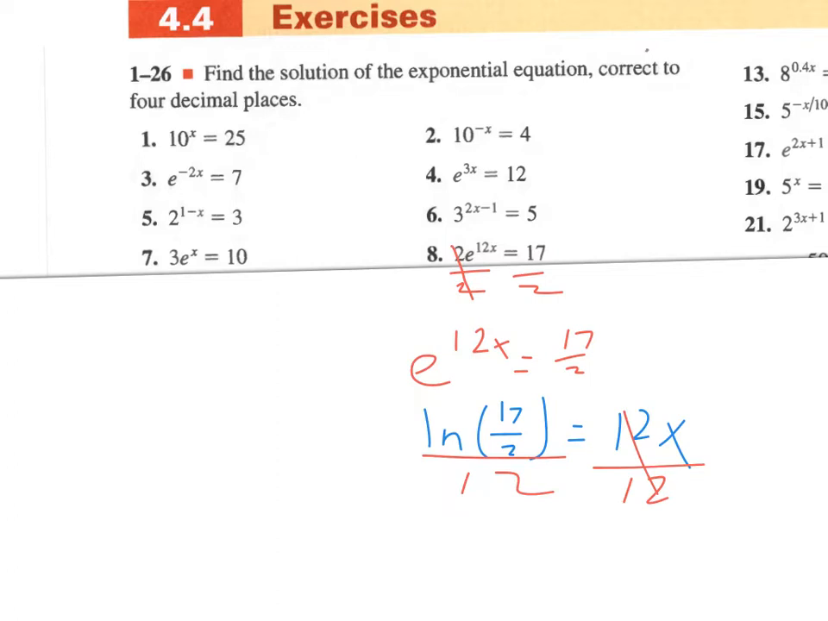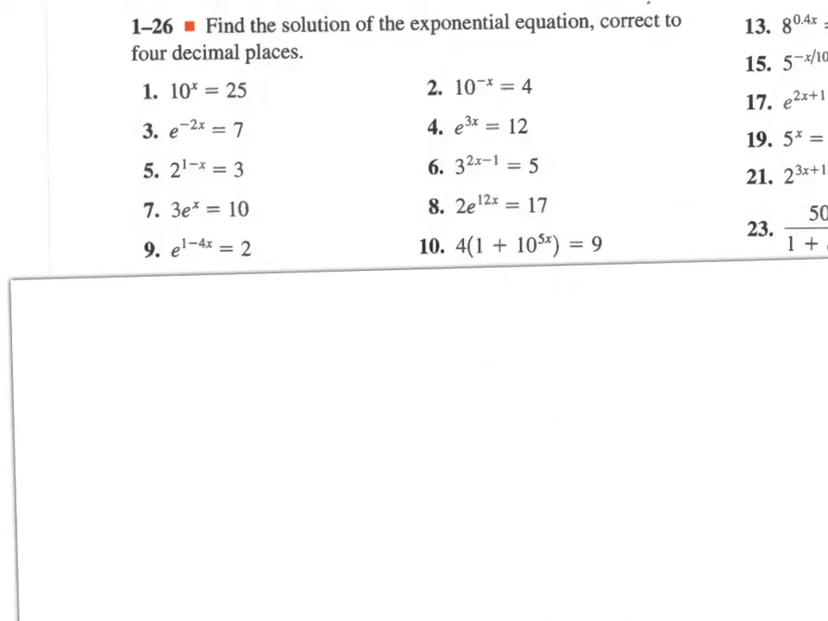So I'm just going to type that in the calculator, just like that, with the 17 over 2 inside of the log and the 12 not. And so when I do that, I get 0.1783. So to 4 decimal places, that's my answer.